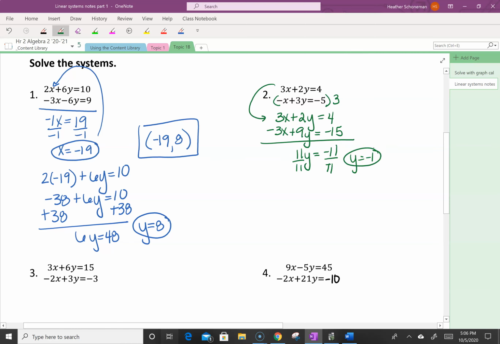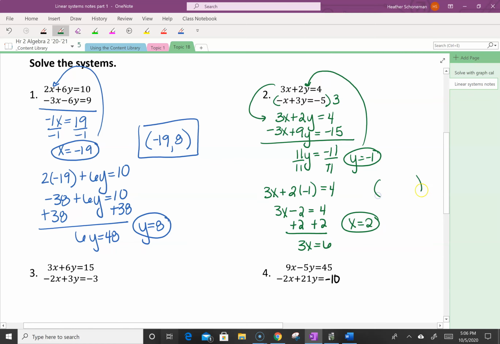All right, once I know one of my variables, I'm going to plug it back in. And you can plug it into either one, but because I have y, I've got to plug it into the y equation this time. So I have 3x plus 2 times negative 1 equals 4. So 3x minus 2 equals 4. Add 2 to both sides. So I get 3x equals 6. So x is 2. But again, remember to write your final answer as an ordered pair. X first, and then y.